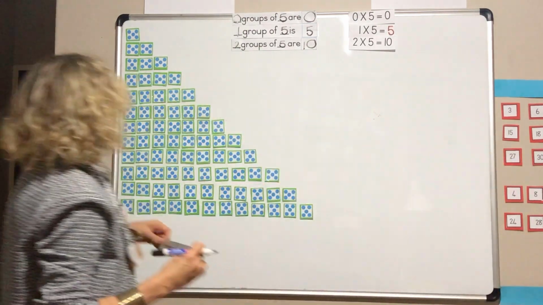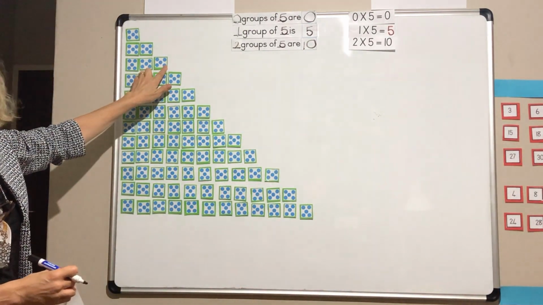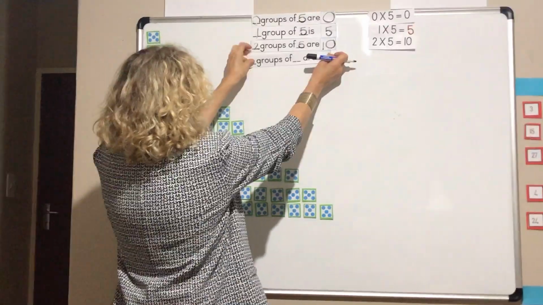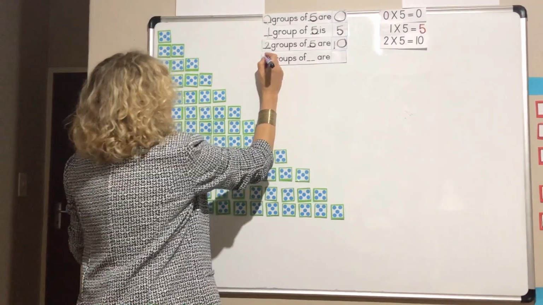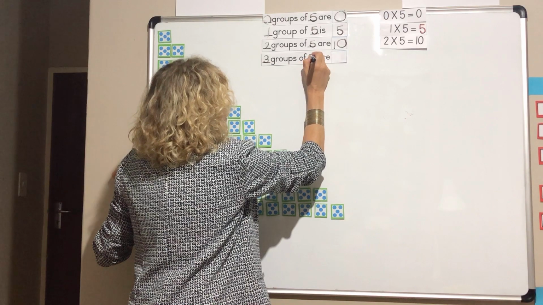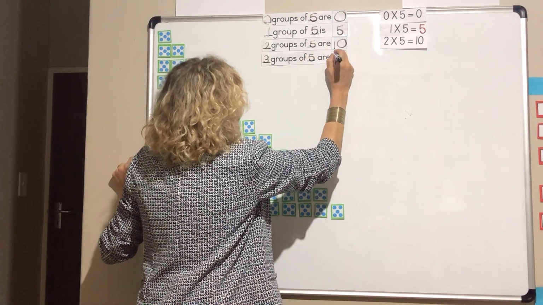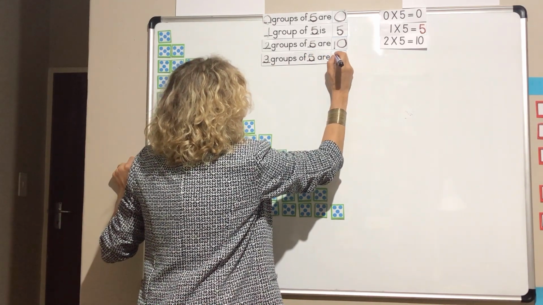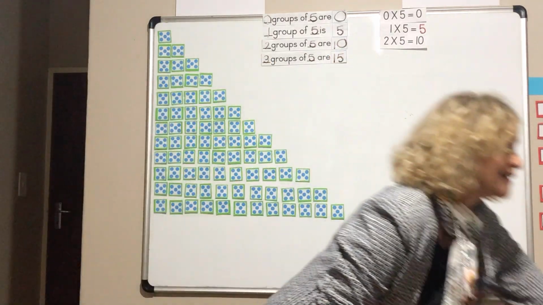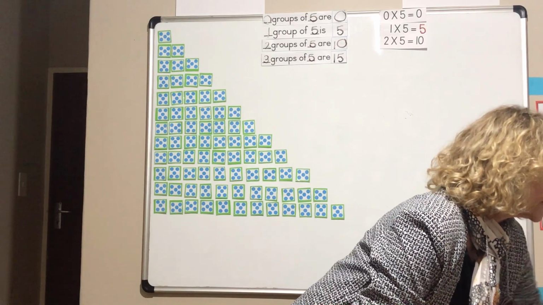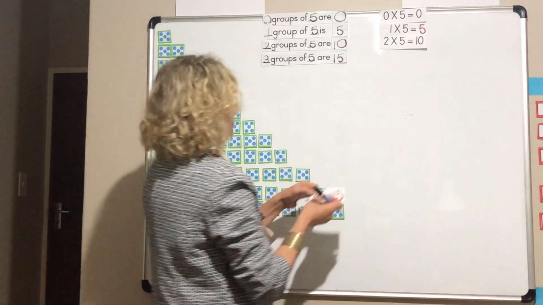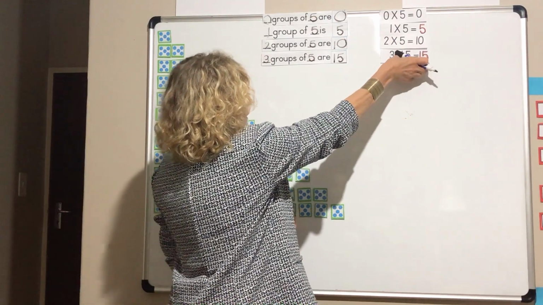Right, here we have 1, 2, 3 groups of 5. And let's put it together. 3 groups of 5 are 15. 5, 10, 15. And 3 times 5 are 15. There we go.